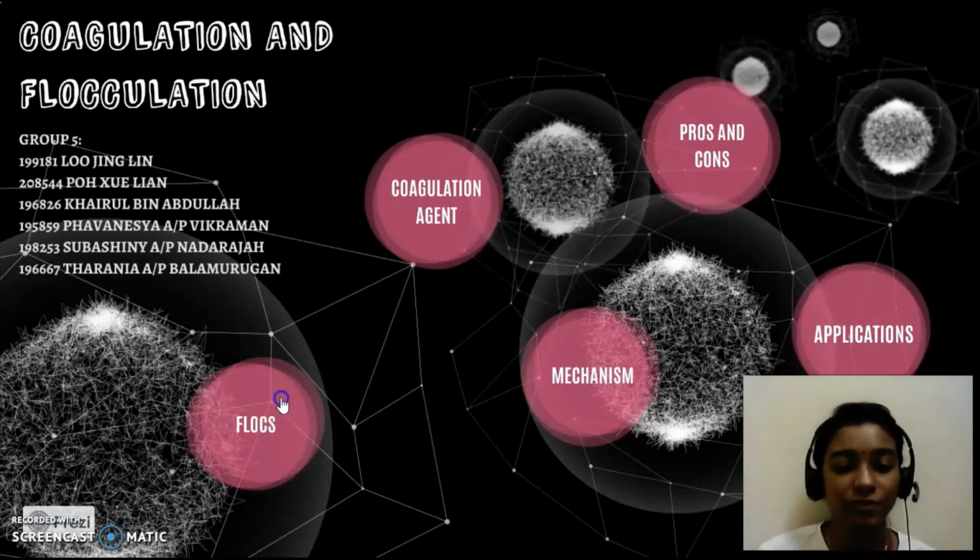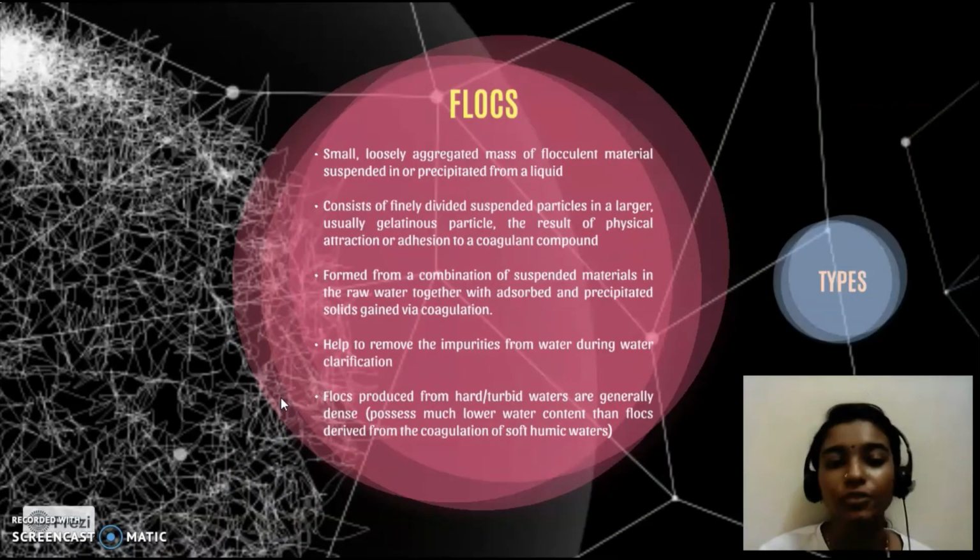Now let's move on to the first part, which is on flocs. Flocs are small, loosely aggregated masses of flocculent materials that are suspended in or precipitated from a liquid. The main function of flocs is to help remove impurities from water during water treatment, such as water clarification.